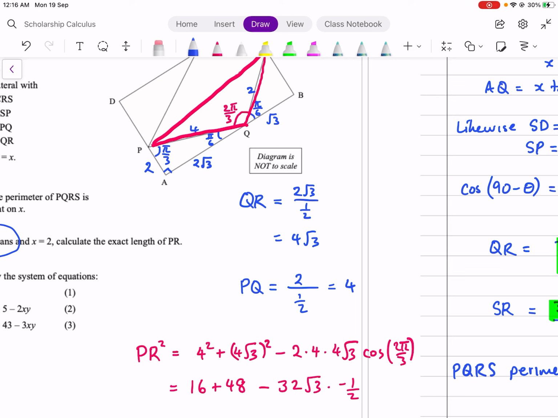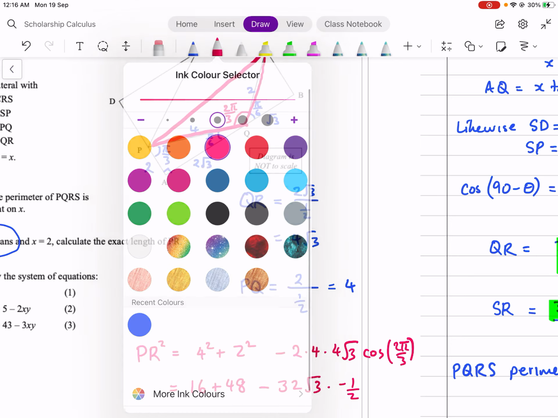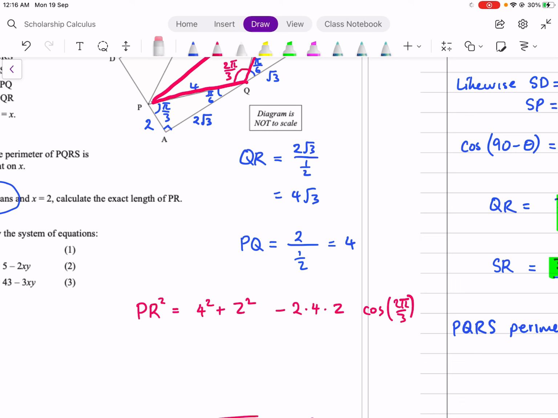Okay. So that's going to be 2 squared. Okay, and then get rid of all that. 4 squared plus 2 squared. 16 plus 4 minus 16 times cos of 2 pi over 3 comes out to be 28. So PR equals square root of 28, and that there is the right answer. Okay, sorry about that, team.